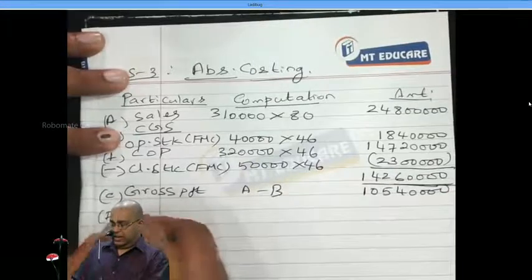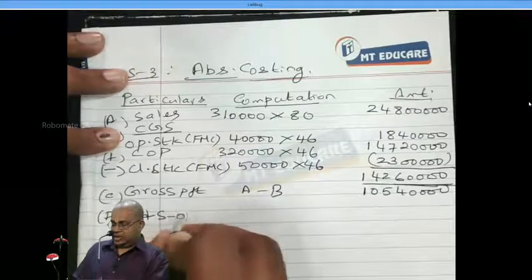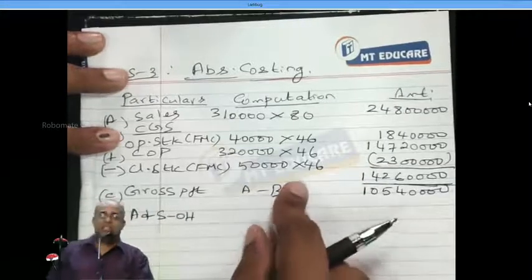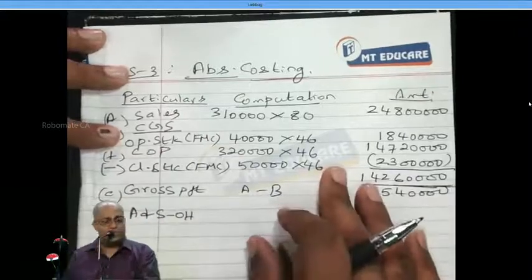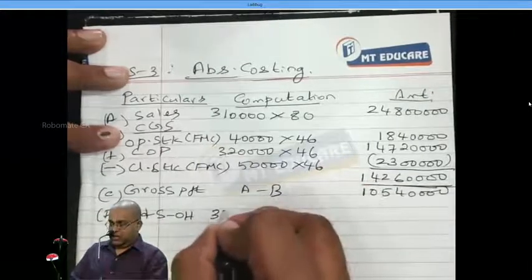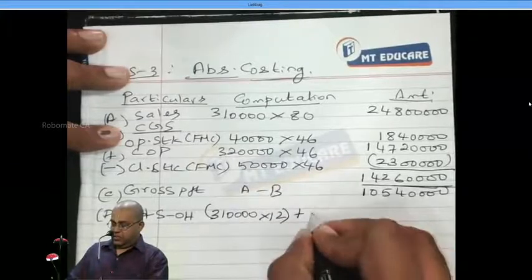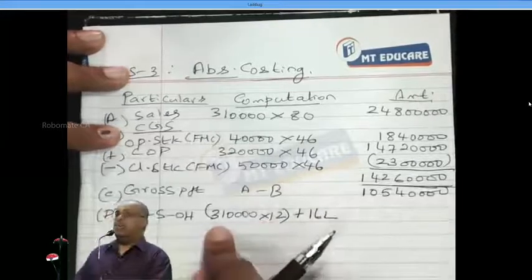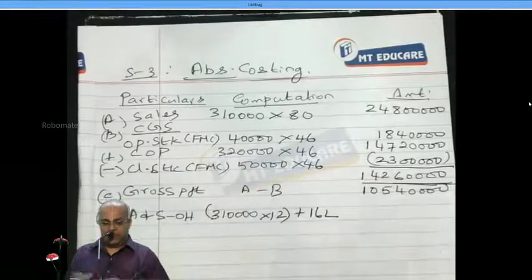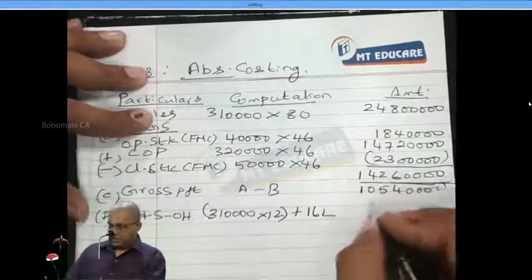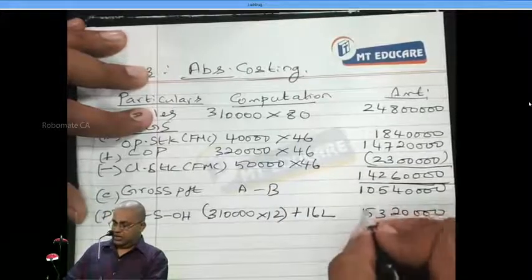Now, next D. What is D? Administration and selling overheads. When I say administration and selling, it is variable and fixed; both are period cost only. Yes or no? Now tell me what is variable cost? 3,10,000 units into 12 rupees. Am I right? Plus fixed selling overheads is 16 lakhs. 3,10,000 units into 12 is a variable selling cost, and 16 lakhs is fixed selling cost. If I add it, what is the number? 53 lakh 20,000. Everybody, are you all following or not?